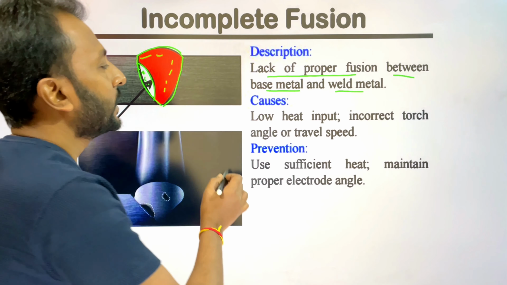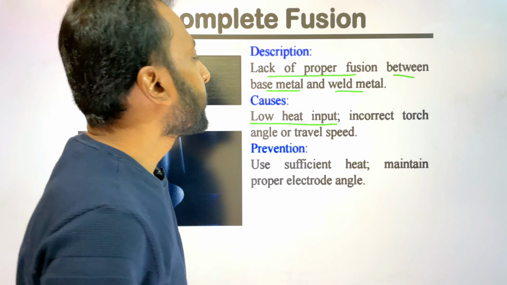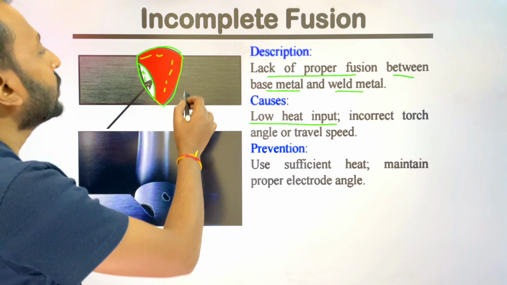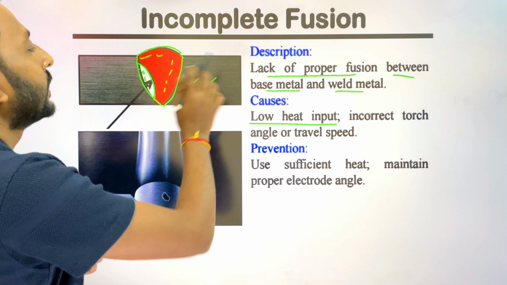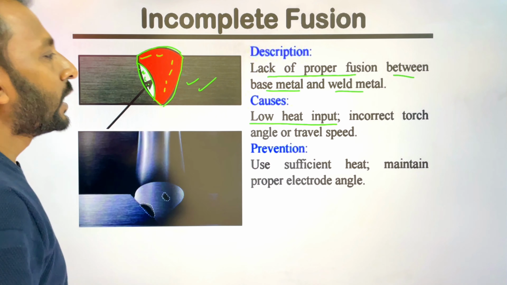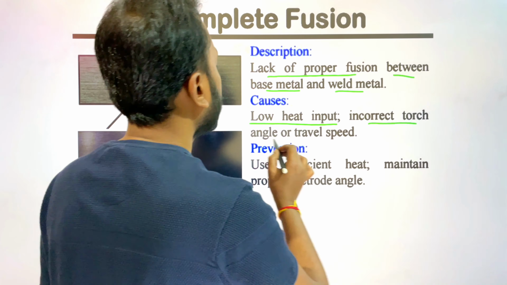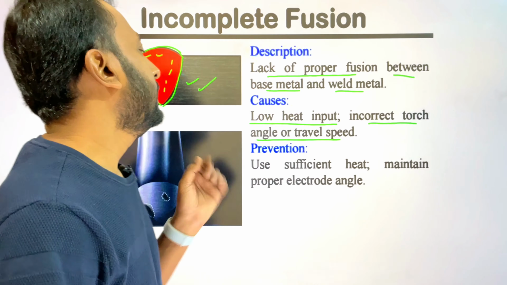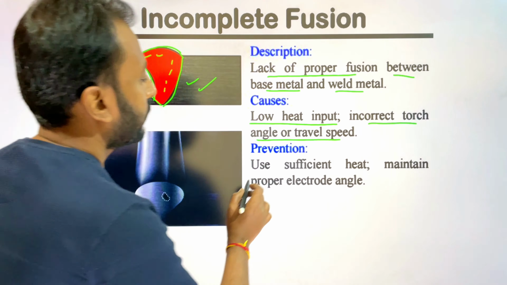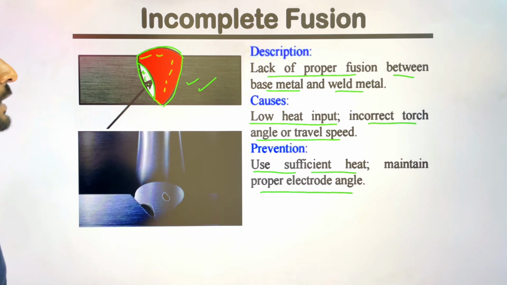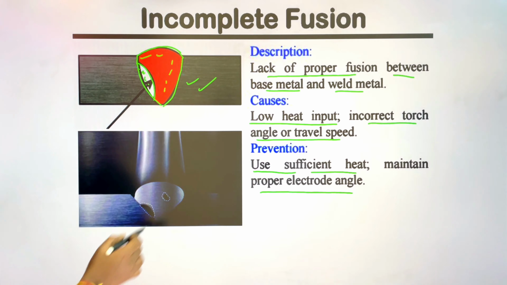How does it occur? Low heat input. If we use an incorrect current, and the current is not sufficient, then the fusion of both the base metals and the filler metals will be low. That's why it occurs. Also, if we use an incorrect torch angle or incorrect travel speed, if the travel speed is faster, then it can happen. Next, the prevention. If we use sufficient heat and maintain the proper electrode angle, then we can prevent this welding defect. In this figure also we can see the incomplete fusion.